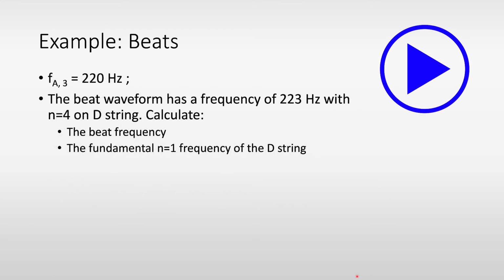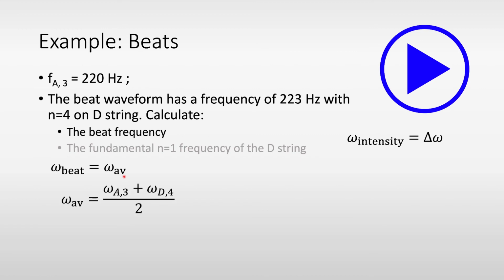Okay, let's summarize the information. The fourth harmonic on the A string is at 220 Hz and the beat waveform has a frequency of 223 Hz. So the first thing we want to think about is what the beat frequency might be. Remember that the beat frequency is equal to delta omega, so we're looking at the difference in omega. Remember also that the frequency of the beat waveform is equal to the average frequency of the two.